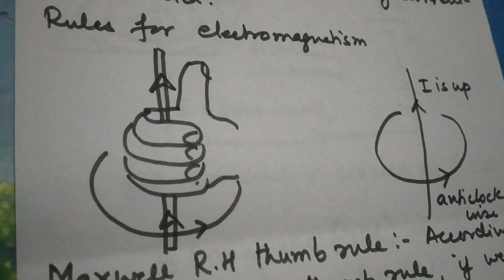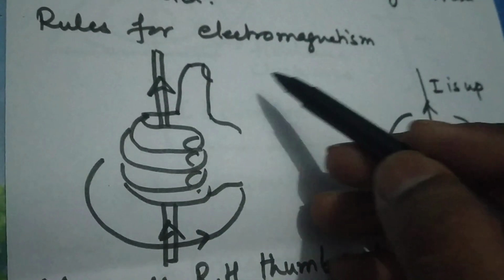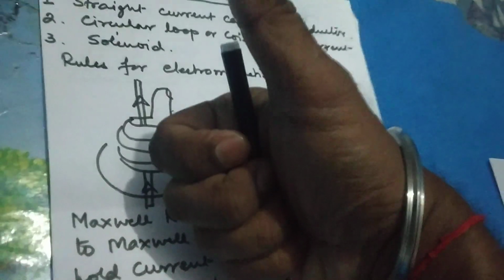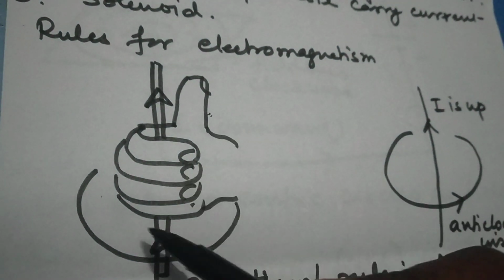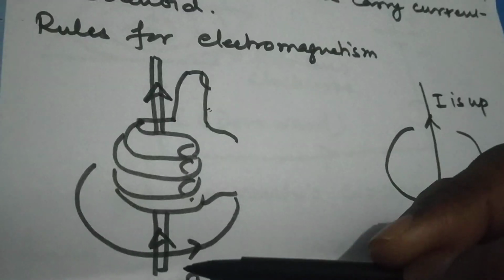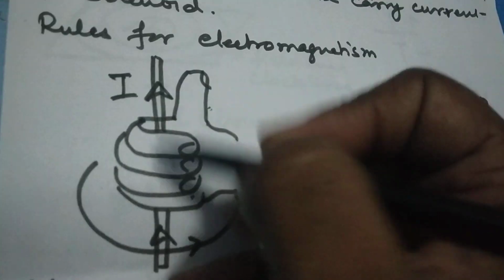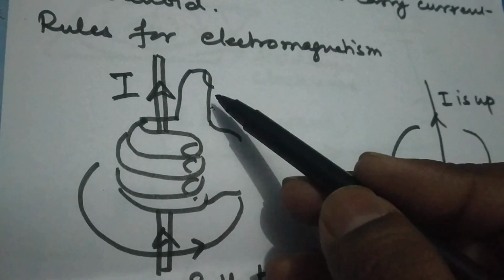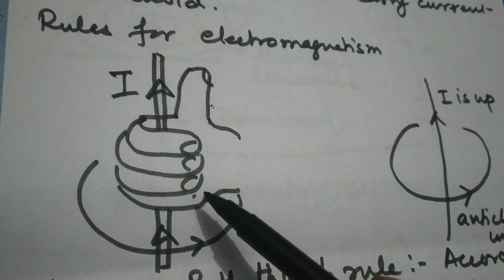You can see this picture. This is a right hand that I have held like this. So this is the thumb and these are the folded fingers. This is the straight conductor that we are holding, and in this straight conductor the current is moving up. So this thumb is showing the direction of current and the folded fingers are showing the field lines.